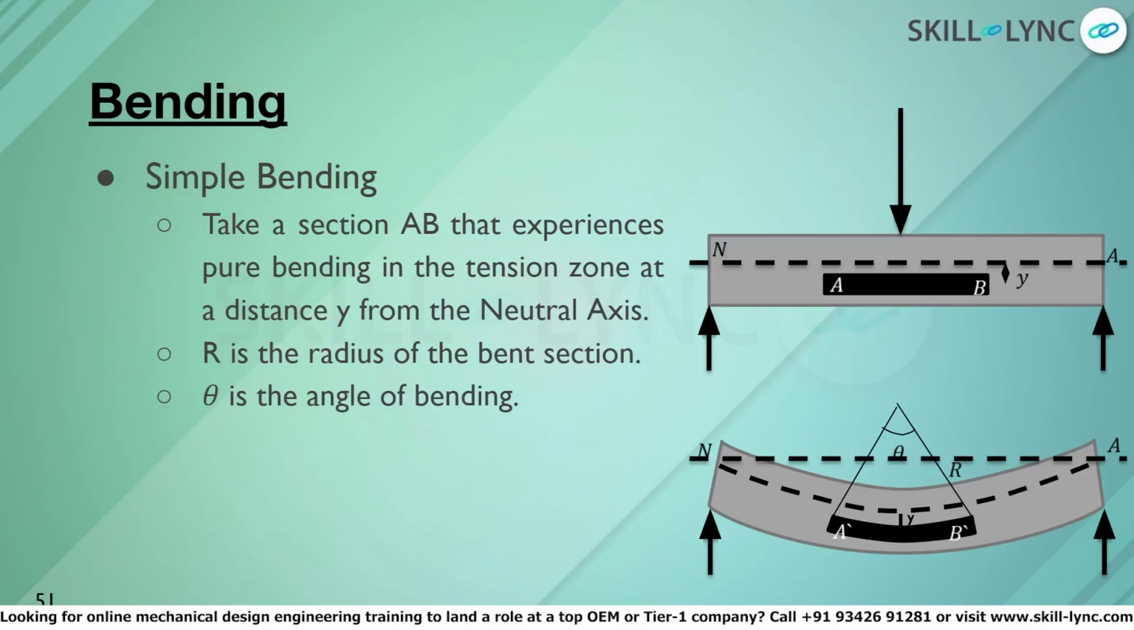Now, let us take a simply supported beam. In this beam, we will take a section AB that experiences pure bending in the tension zone. This section is at a distance y from the neutral axis. When this beam is placed under load, this section will bend, and in this case, the bending radius will be r, and theta is the angle of bending. We can call the bent section A dash B dash, while y dash is the distance of deflection or bending from the neutral axis. Here, the value of theta is very small in reality and it will tend to 0.